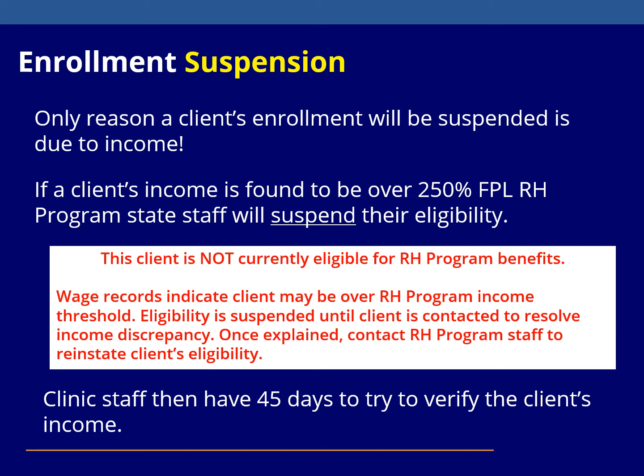The records we use to verify income are only updated quarterly, so we know that there is a high likelihood that the client's income was under 250% when they enrolled, and the income records are reporting on employment they had before or after enrollment. If the client verifies this, just contact us and we will reinstate the client's enrollment.